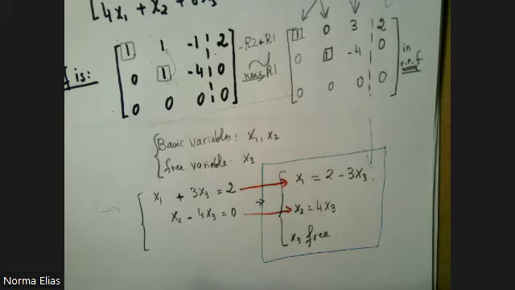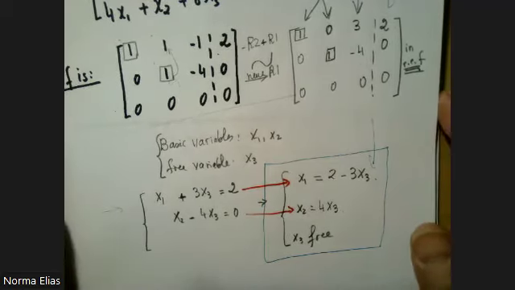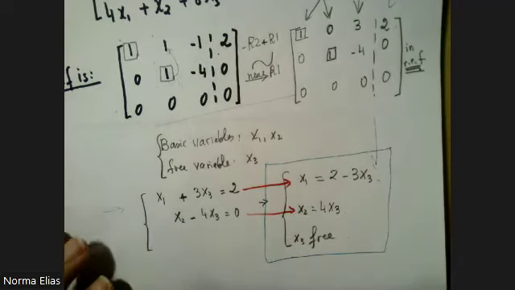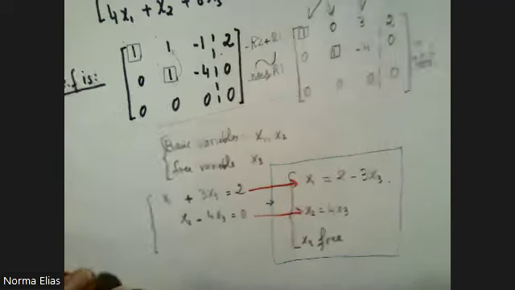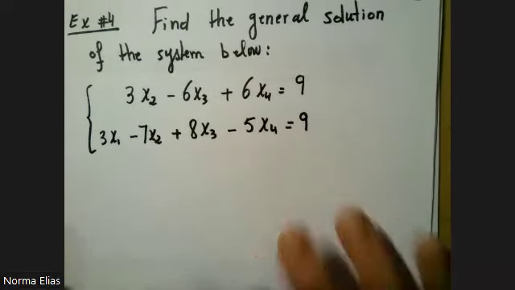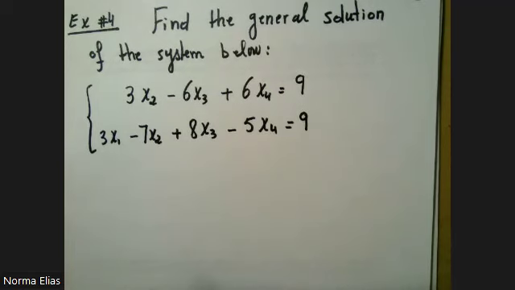All right. My last example, again with a system, I'm going to take 4 variables instead of 3 variables just to elaborate more on the ideas. So example number 4. Find the general solution of the system below. Now, our system, we don't have to have the same number of equations and unknowns. We can have more equations than unknowns, and we can have fewer equations than unknowns. So that will be the situation.